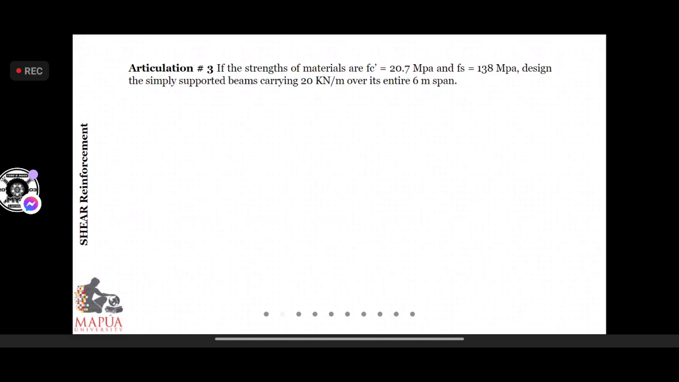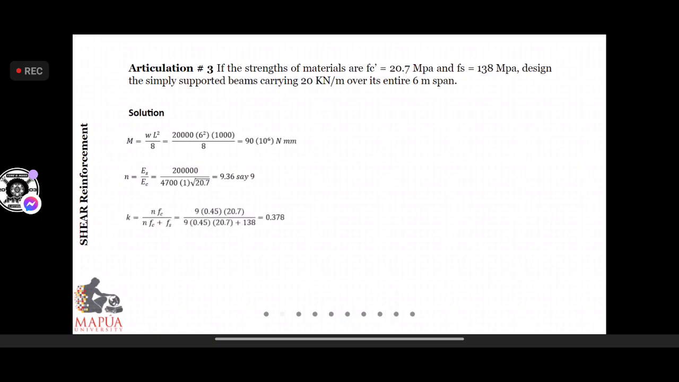So if you recall your learning in your structural analysis, the maximum moment for that situation is WL squared over 8. And this can be computed as a magnitude of 90 times 10 to the 6 Newton millimeter. And then this will be the service moment that we are going to deal with to design the dimension of the beam first before we dwell on the shear reinforcement.